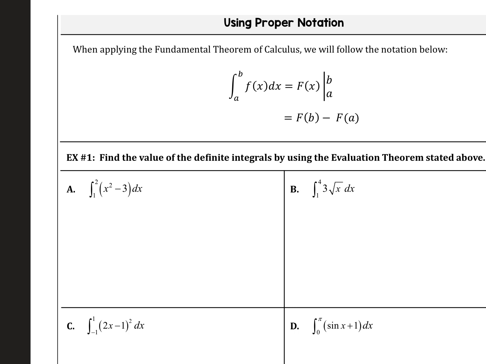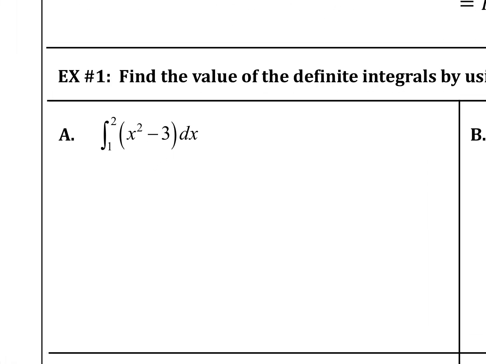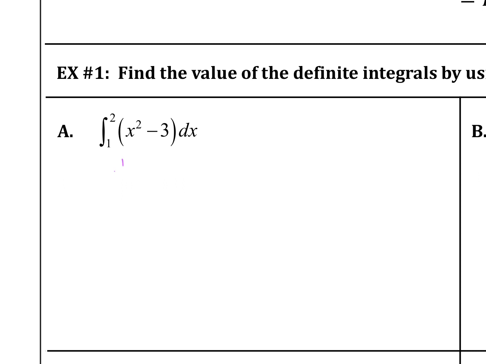Watch. Let's take the antiderivative of x squared minus 3: 1/3 x cubed. You add 1 and then divide. Minus 3x. Now we're going to evaluate that at 2 and 1. So you put that little bar and put those numbers.